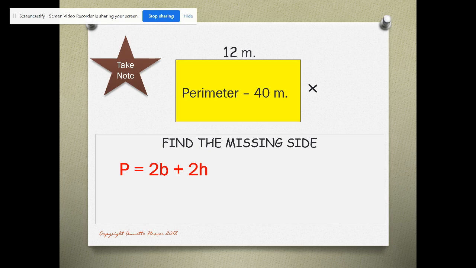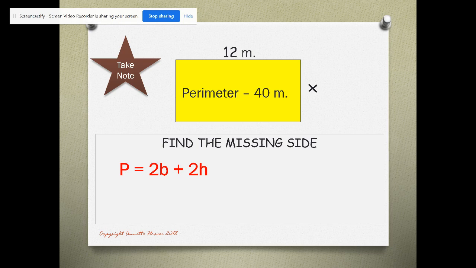So think back to our equation that we had for a rectangle. We know the perimeter, so it's 40. In place of P, we're going to put 40. 2 times the base. We know the base is 12, so we can write 2 and plug in 12 for the base, plus 2 times the height, but we don't know the height. So this is where our variable is that we are solving for.